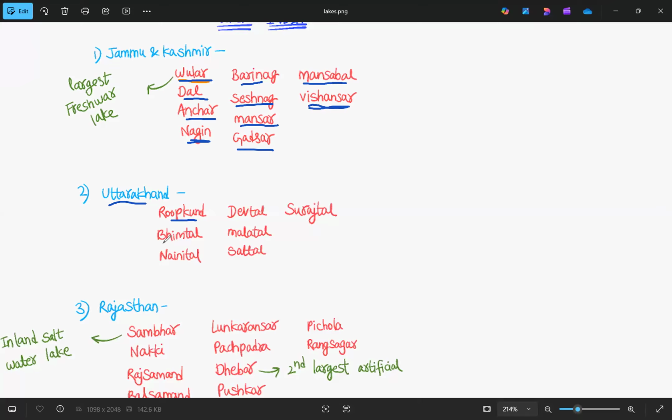And then we have Bhimtal, Nainital. Nainital is famous, and it is also called the Lake District. Then Bhimtal, Devtal, Malatal, Sattal, Suraj Tal. Remember it as Bhim, Dev, Suraj, and the next two are Mala and Sattal. So Rupakund, Bhimtal, Nainital, Devtal, Malatal, Sattal, and Suraj Tal. These are the 7 lakes in Uttarakhand.